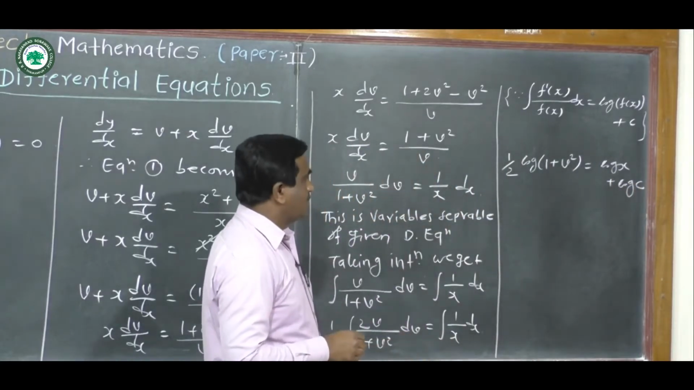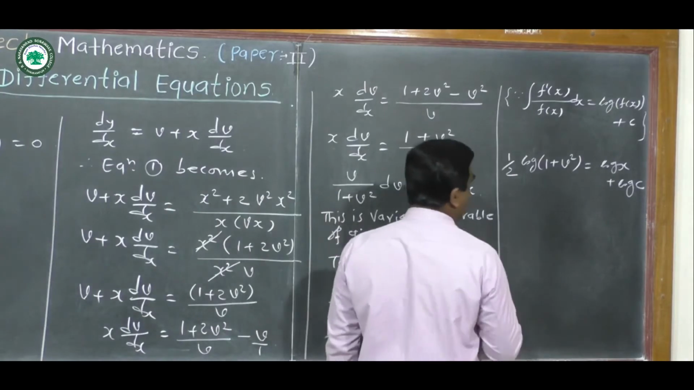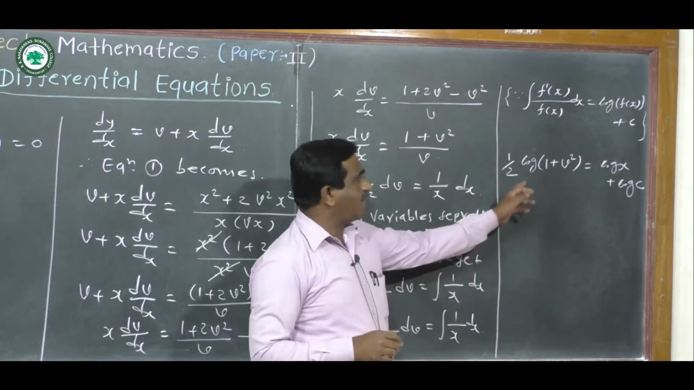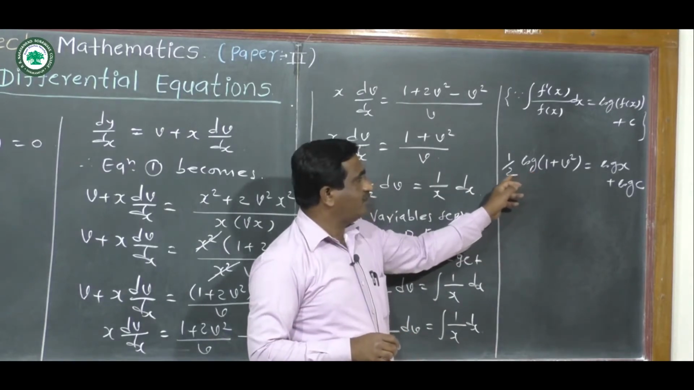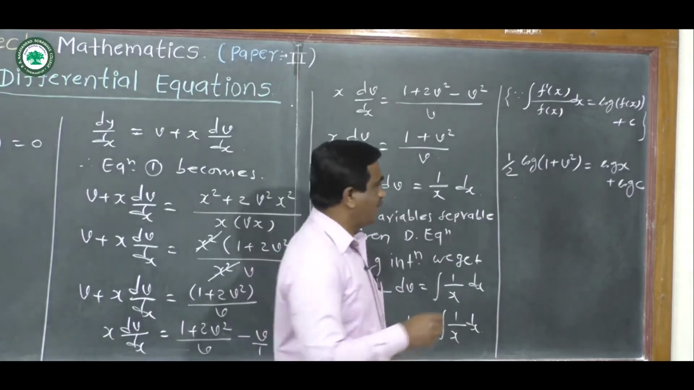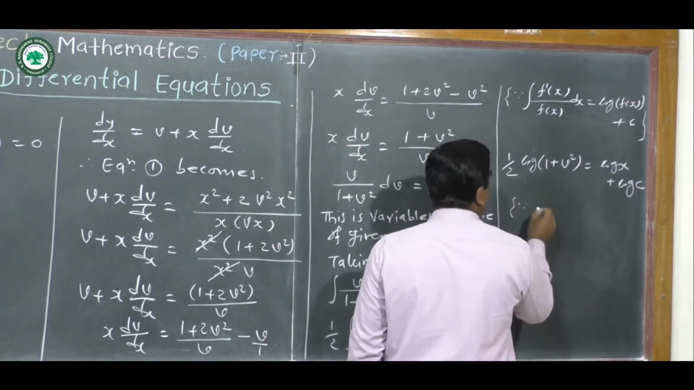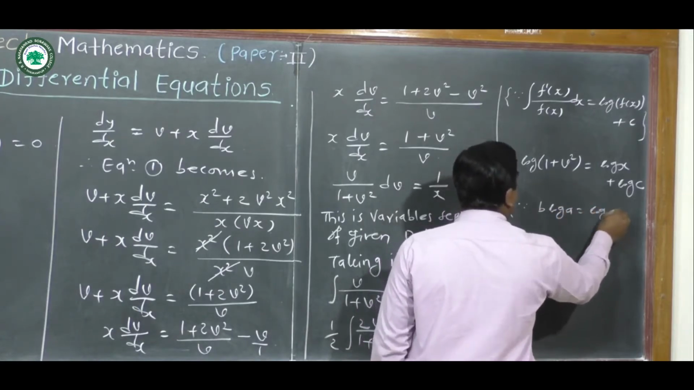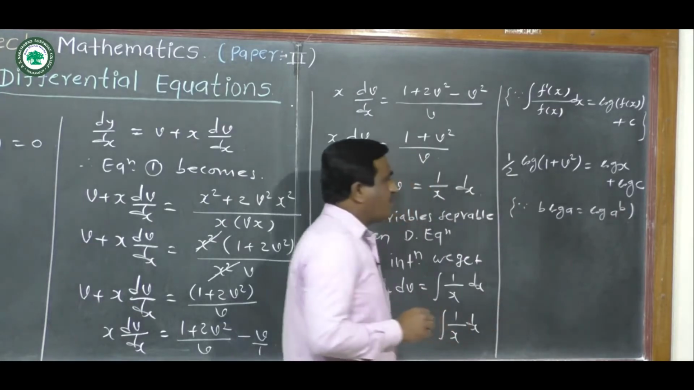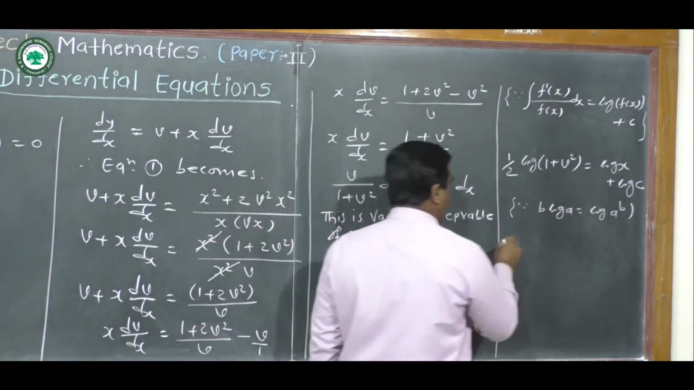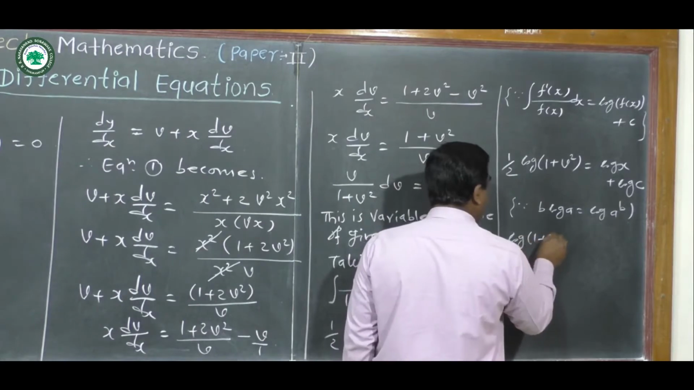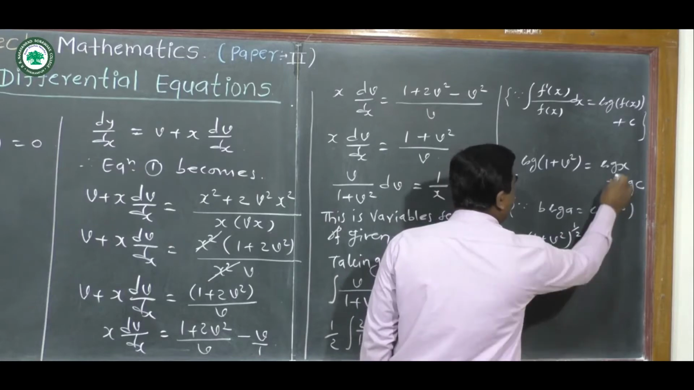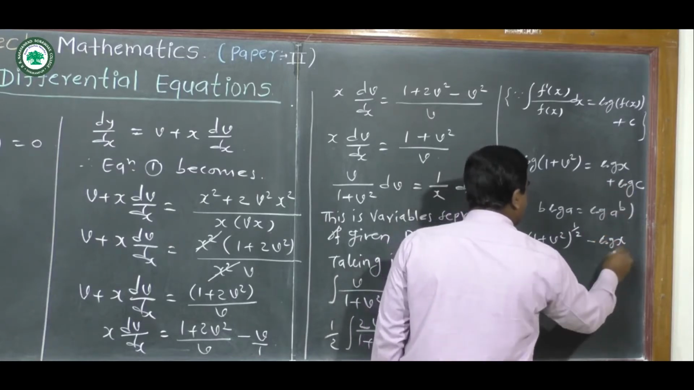Okay, that is we can write here log of, we use here the formula for logarithm: b into log a is equal to log of a raised to b. Using this third rule of logarithm, we can write here log of 1 plus v square, in square bracket raised to 1 by 2, minus this log x equal to log c.